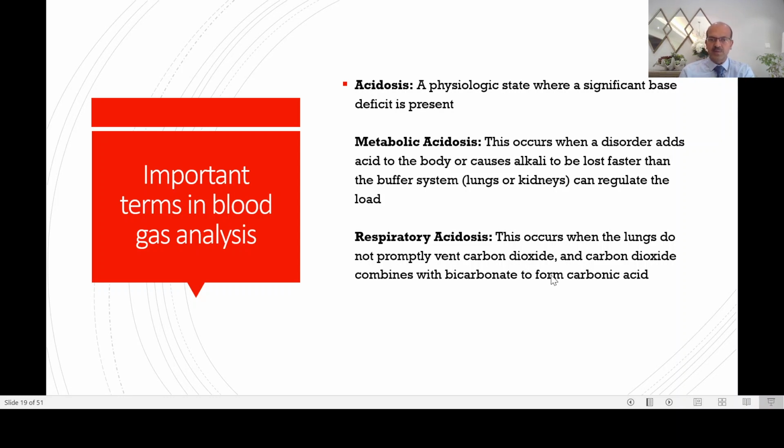Respiratory acidosis happens when the lungs do not promptly wash out the carbon dioxide, and carbon dioxide combines with bicarbonate to form carbonic acid, thus increasing the hydrogen ion and acidosis.